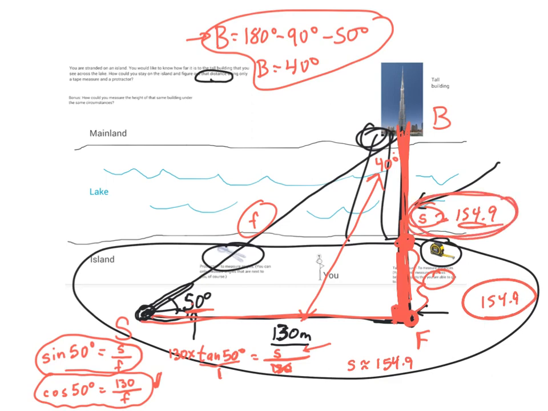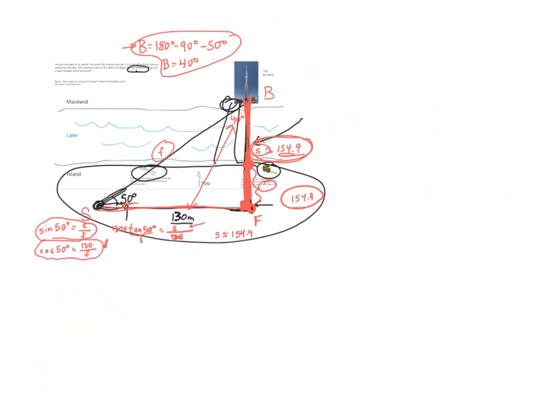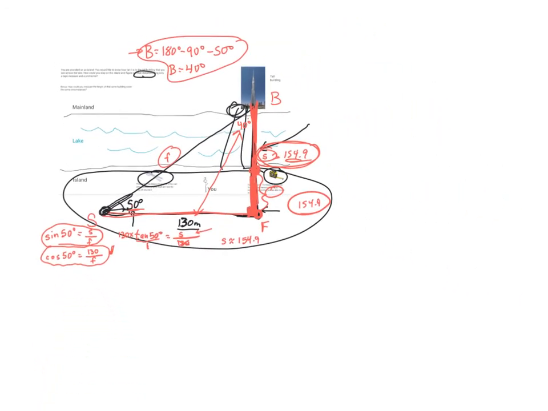How do I find the height of the building? Well, I guess if you just draw this out, imagine this is the building here, and this is the lake, and this is the island over here. This is that one spot, F, where you measured from, and this is B, which is the base of the thing, and we know now the distance across is 154.9 to F.